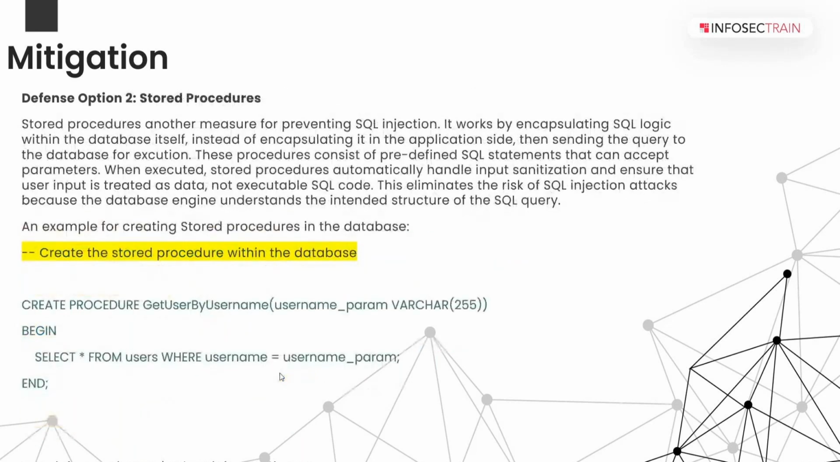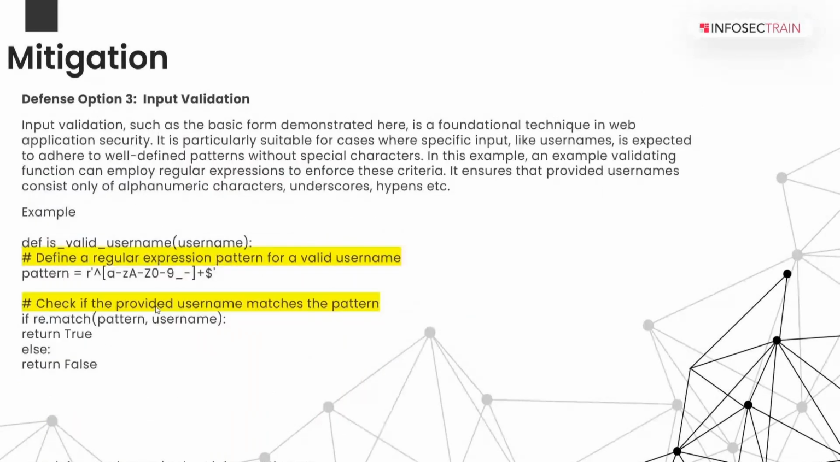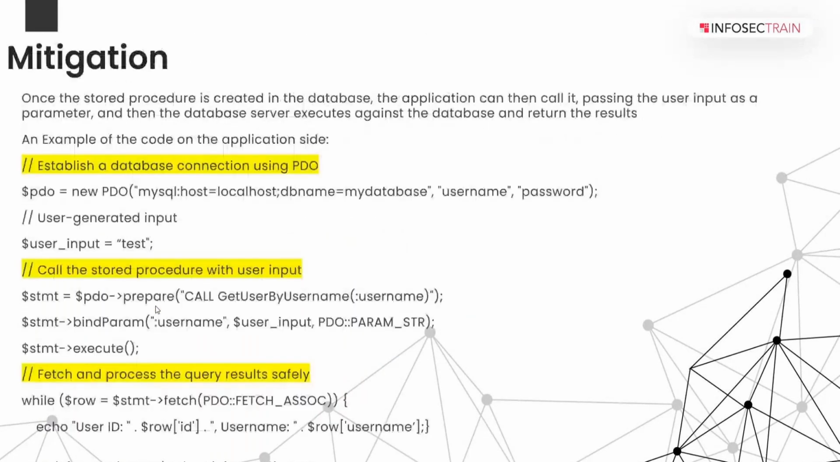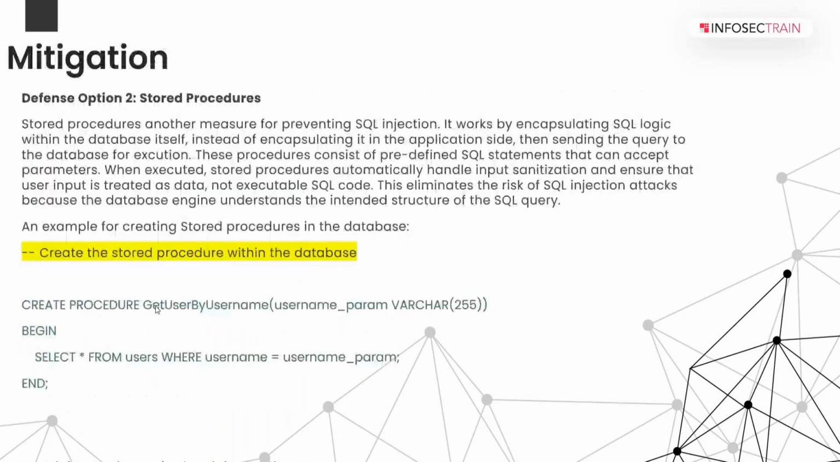Okay, stored procedures. What happens in a stored procedure? A stored procedure is basically a function, and in that function there is a query. So you don't need to write a query; it's a function that contains a query, and it has already been developed by the admin.